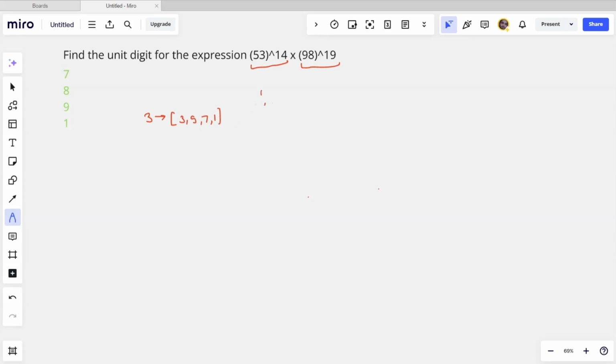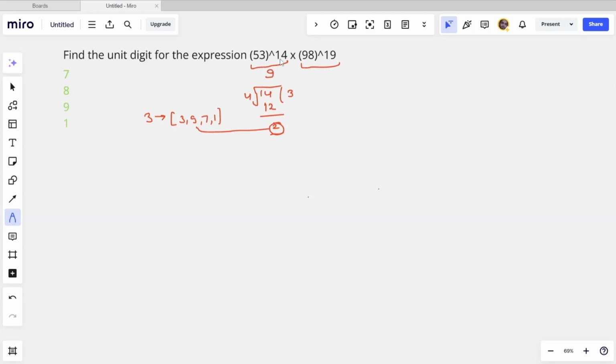So we will divide the power by 4. 4 3s are 12. So what is the remainder? The remainder is 2. It means the second element of the power cycle, which is nothing but 9, will be the answer of this expression. 53 raised to the power 14. The answer of this expression will be 9.